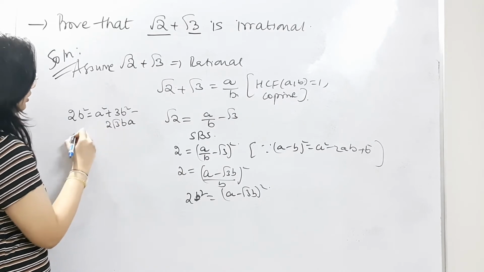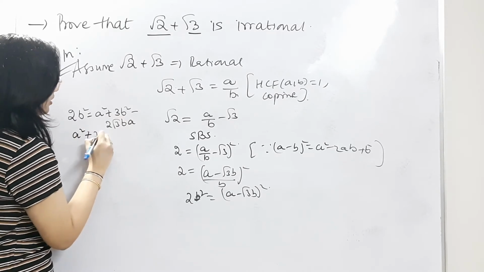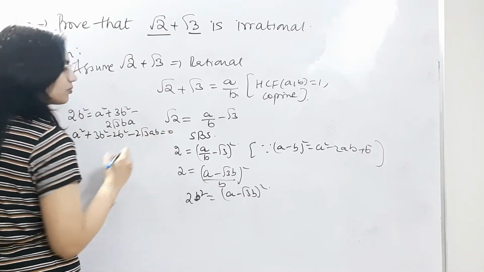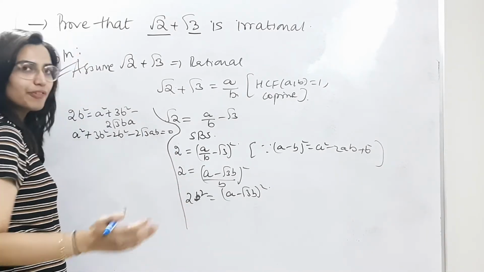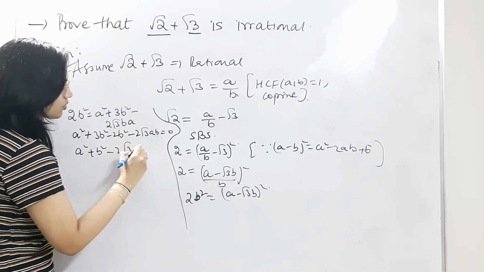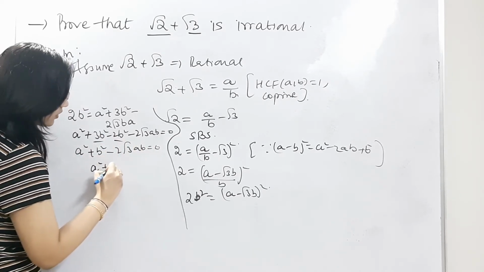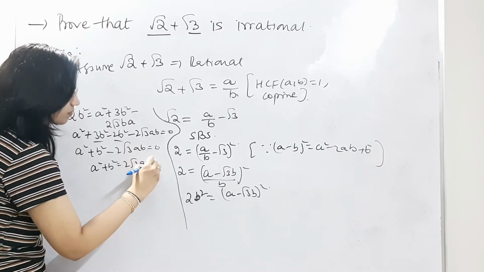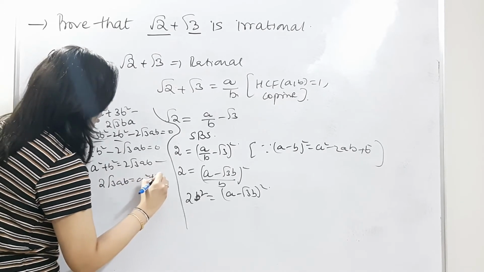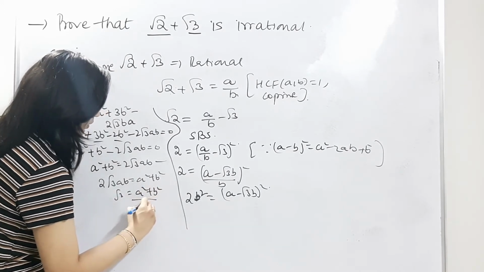Now here a square, here let's take 2b square to the other side, plus 3b square minus 2b square minus 2 root 3ab is equal to 0. Yes, I'm just simplifying it. You can simplify in your own way. So a square plus b square minus 2 root 3ab is equal to 0, because I'm simplifying this further. Now can I write a square plus b square is equal to 2 root 3ab? Yes. Now I'm just taking the RHS here. A square plus b square? Yes. Root 3 is equal to a square plus b square by 2ab.